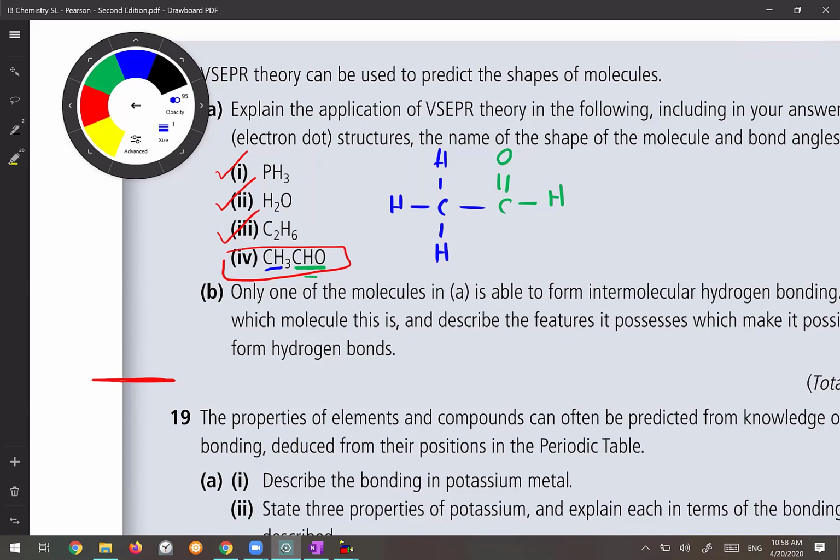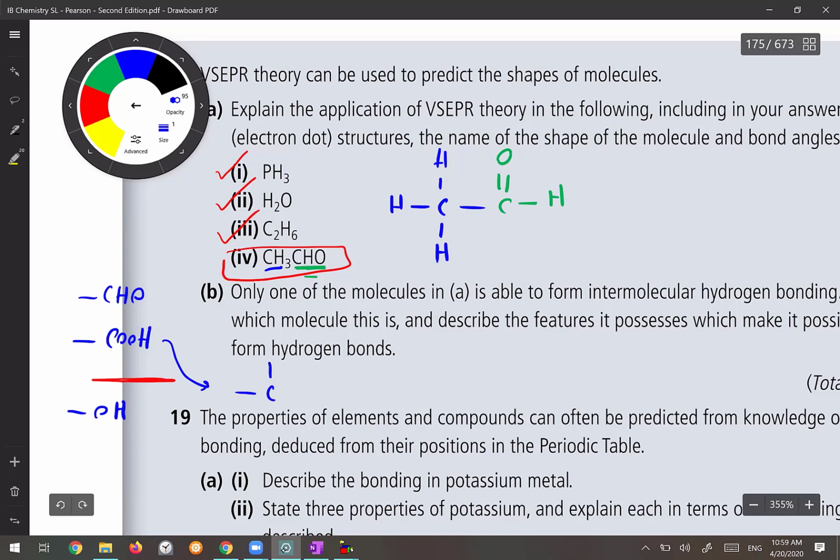But for now you must know this one, CHO is aldehyde. You must know C double bond OOH, C double OH, and you must know the OH. Okay. So CHO I have drawn here. The acidic functional group is C double bond OOH, and the alcohol functional group is OH. Okay, so for now you must know these 3.